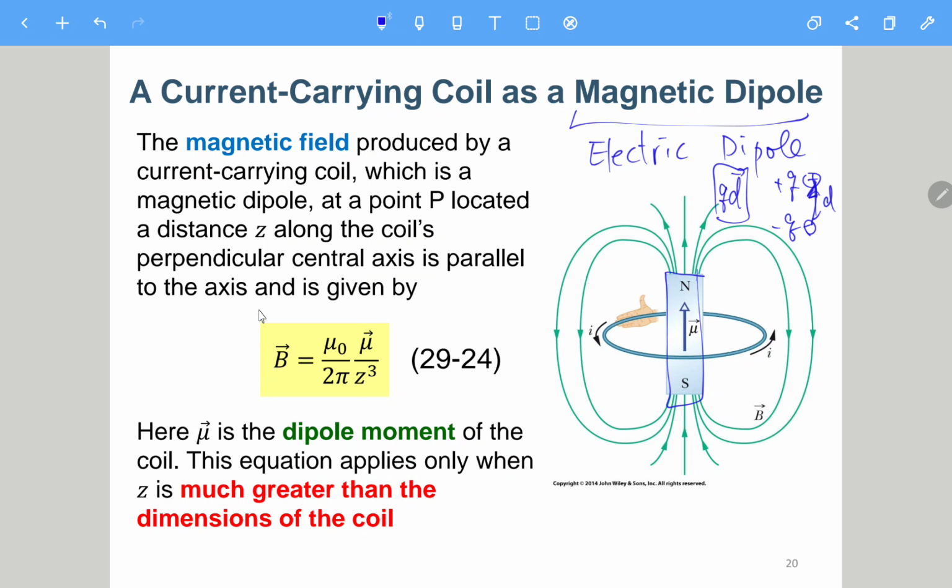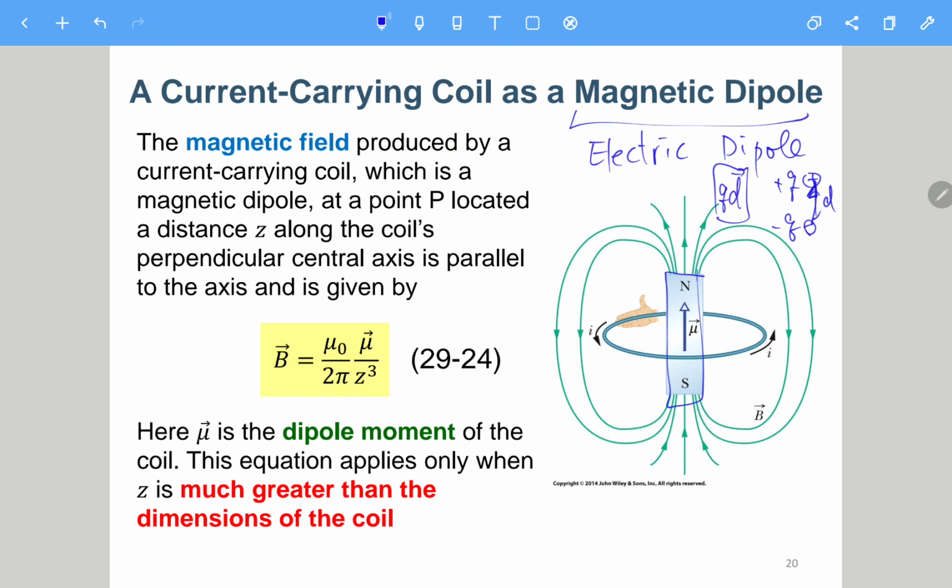Here it mentions that if we have a magnetic dipole, it may be a current carrying loop or a magnetic bar. The expression is mu 0 over 2 pi times mu over z cubed. Later we will show how to derive this.